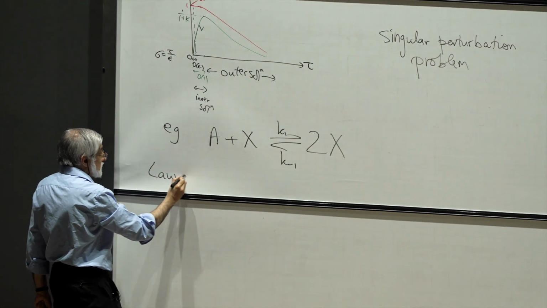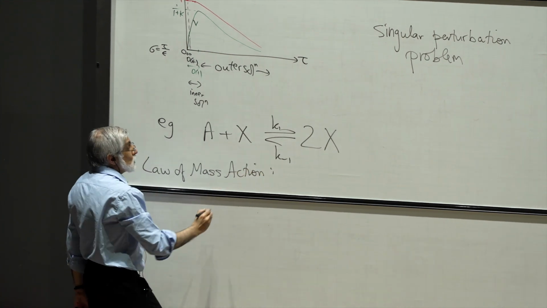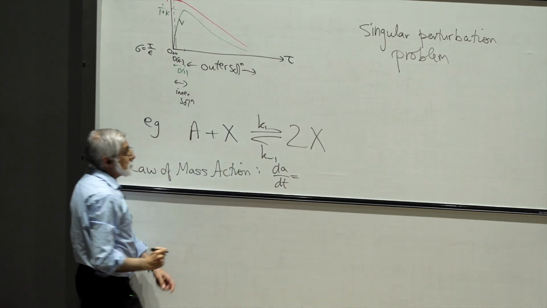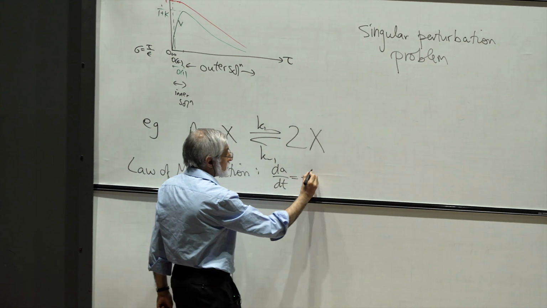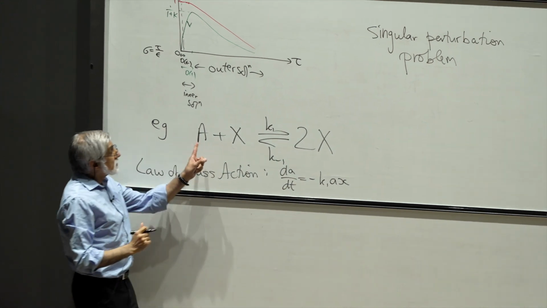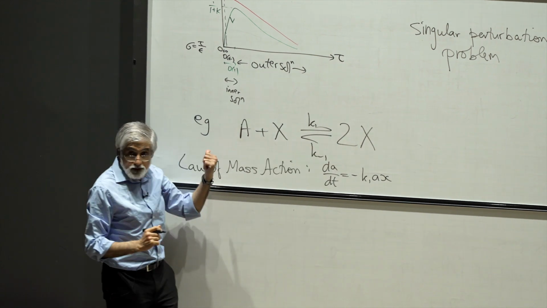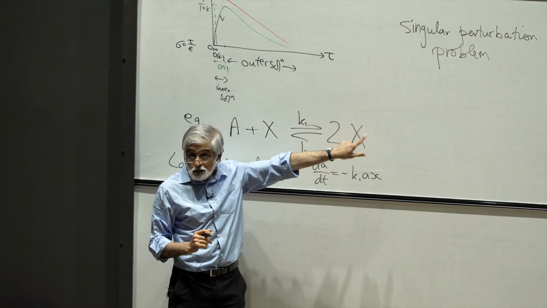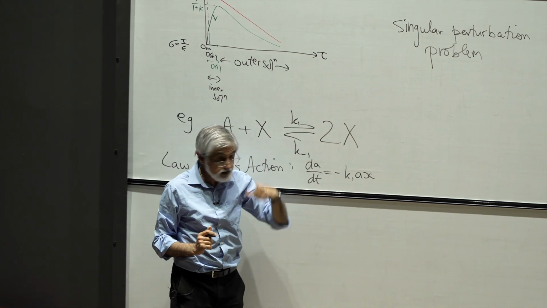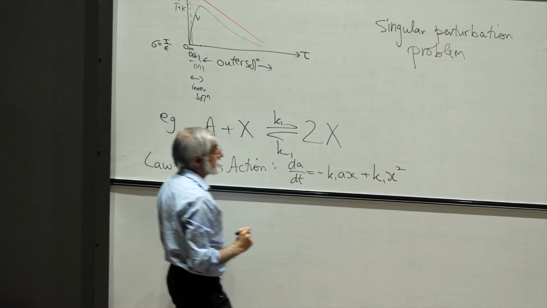So the law of mass action will give us, now that we call the concentration A, dA by dt is minus k1 A X, because that's lost. And now how about that going back? We write this as x plus x. So the rate going backwards is x squared. So we get plus k minus 1 x squared.